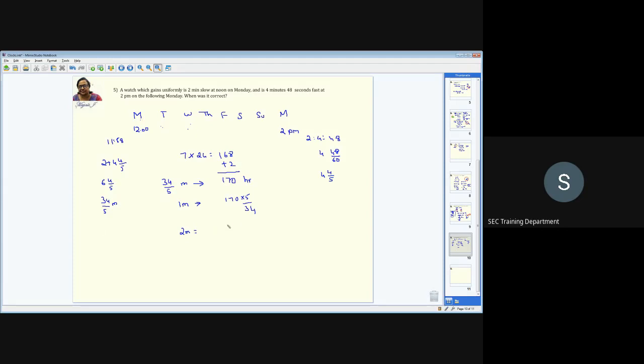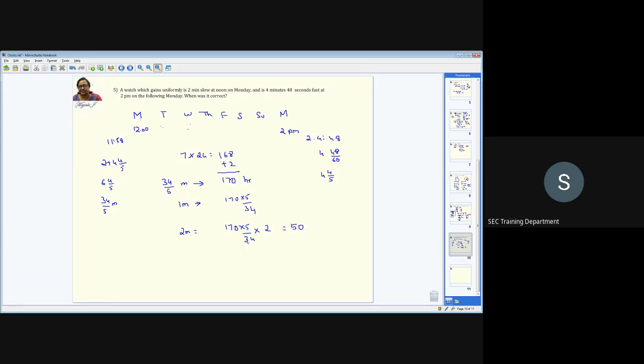So 2 minutes means it is going to be 170 into 5 by 34 into 2. Because for 1 minute, if this is the thing, then 2 minutes is going to be so much. So you just find out what this one is. This is 10. 17 by 34 is 2. 50, correct.